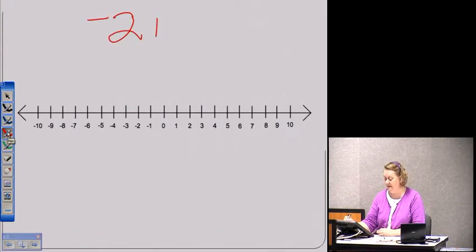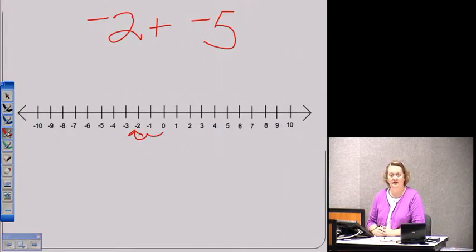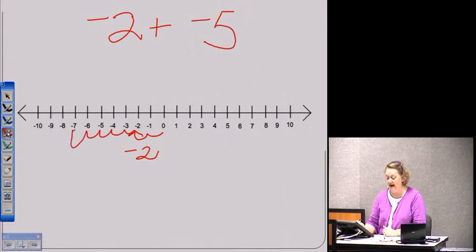-2 plus a -5. So on a -2, I'm right there, down 2, -2 units. I jump 2 units to the left. Then I'm going to go down 5 more units. 1, 2, 3, 4, 5.